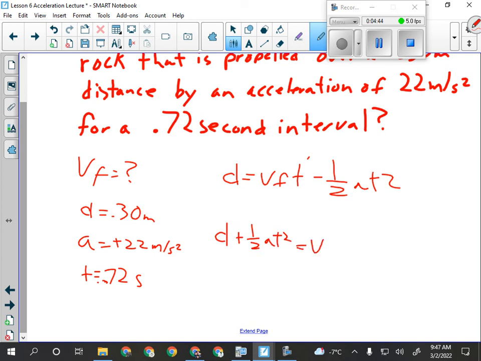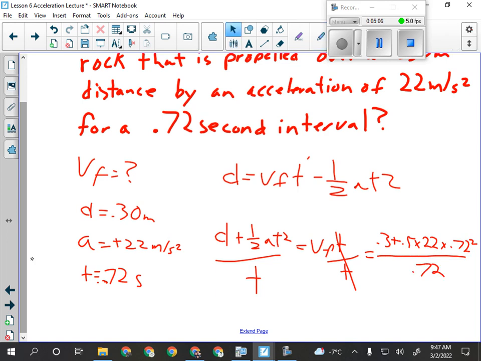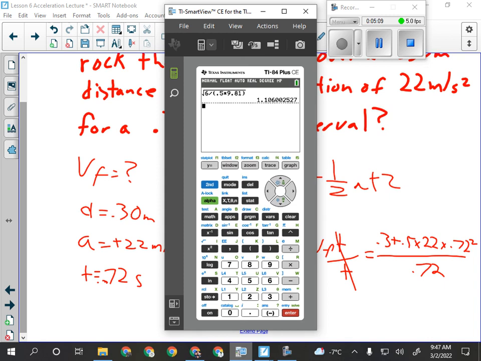Okay, that'll equal VF times T. Then I would divide both sides by T. That'll leave me with VF. Plug in my numbers: 0.3 plus 0.5 times 22 times 0.72 squared divided by 0.72, and that should give me my final velocity.